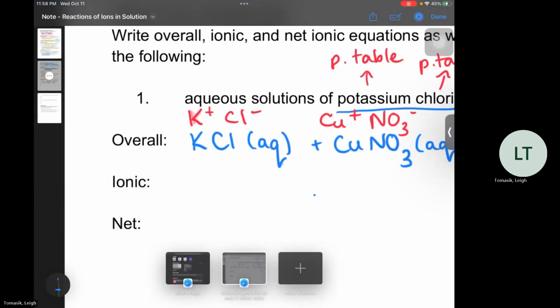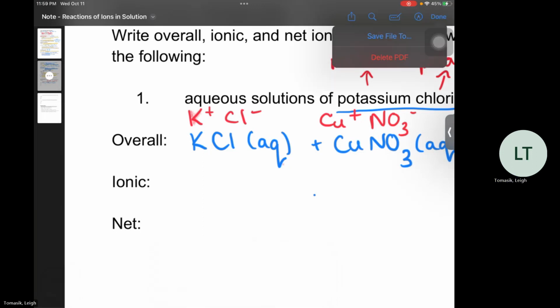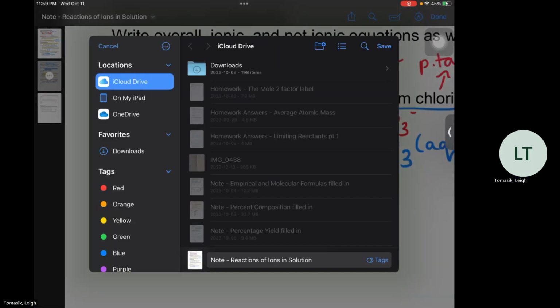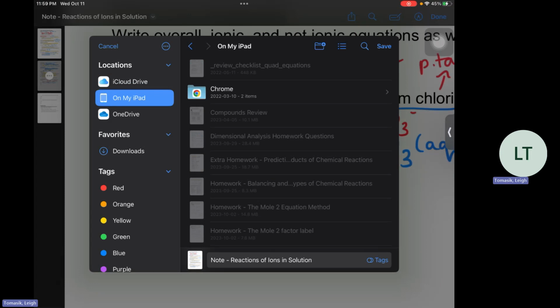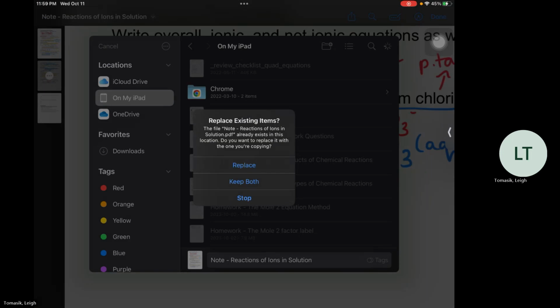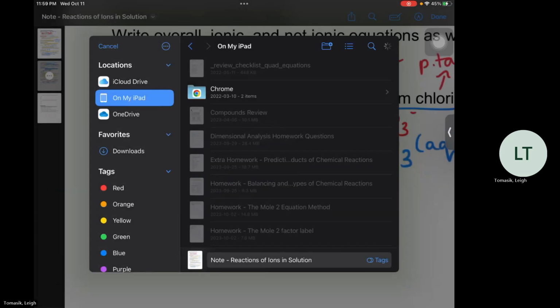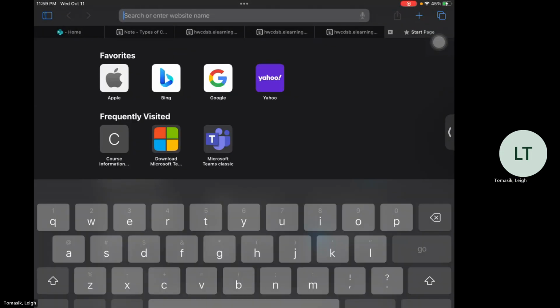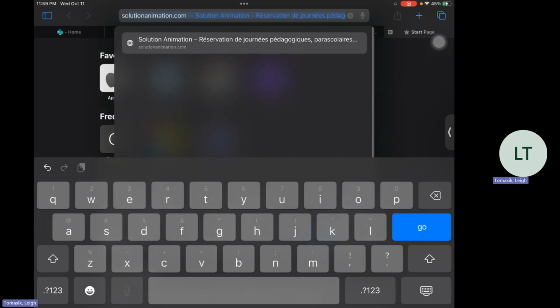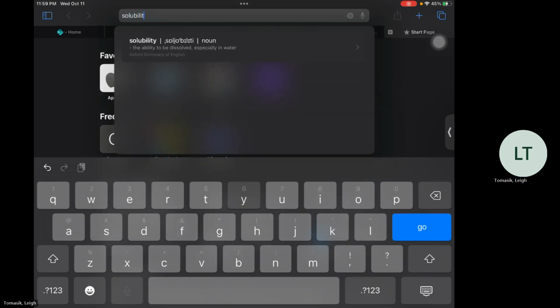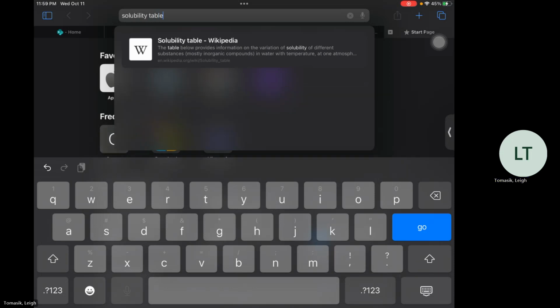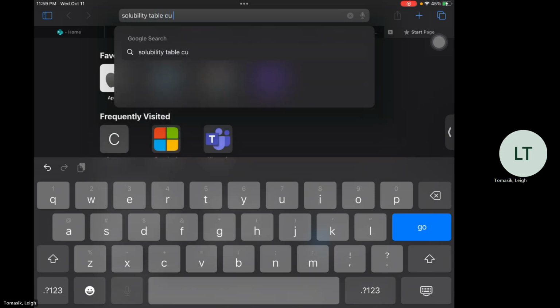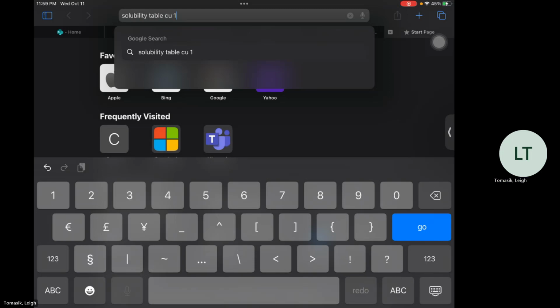So hold on while we look this one up. Okay. So we're going to look for a solubility table that has Cu1. Where's my plus?